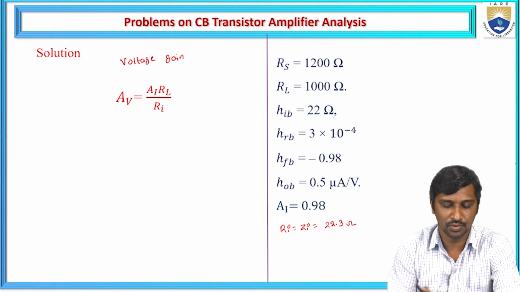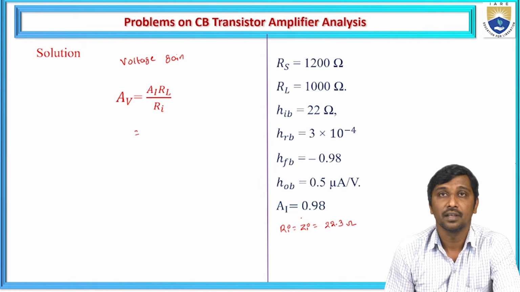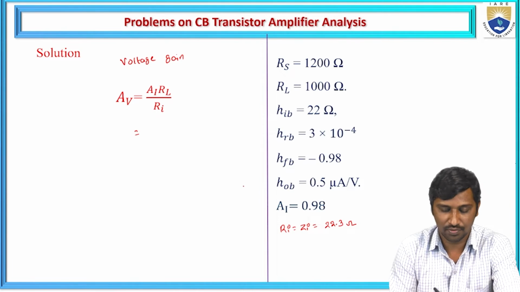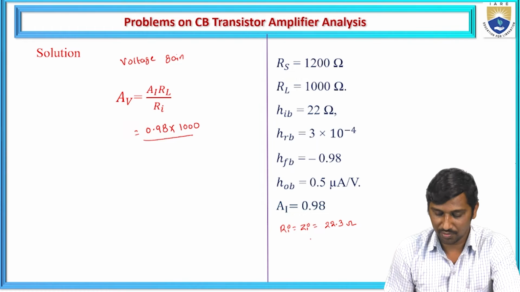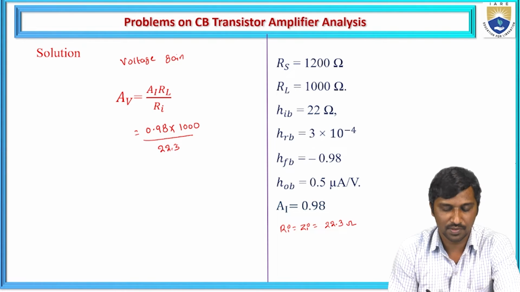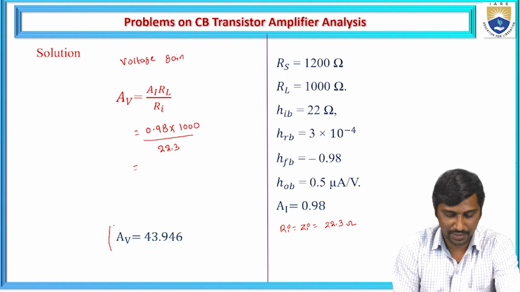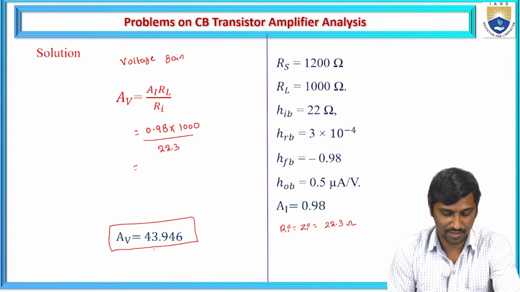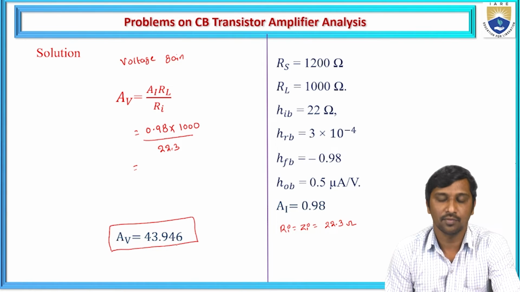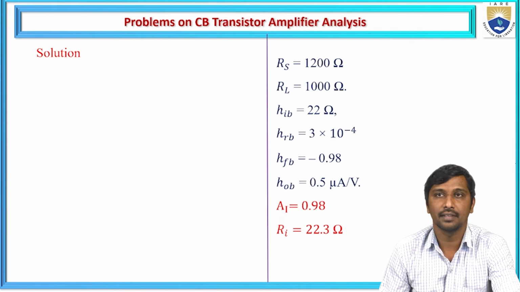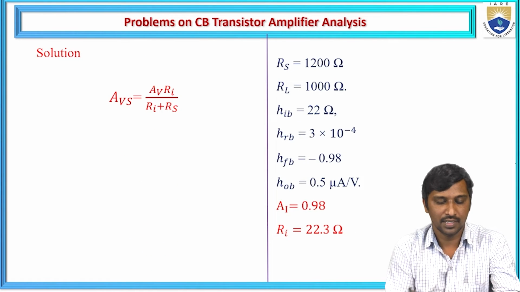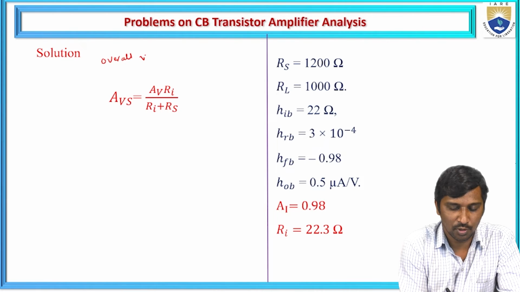Hence, now here I am going to substitute these values. So we know that the current gain of the CB amplifier is 0.98 into RL value is 1000 divided by the Ri value, we got that 22.3 ohms. So now I can simplify this one. Then it gives that the voltage gain of the common base amplifier is 43.946.